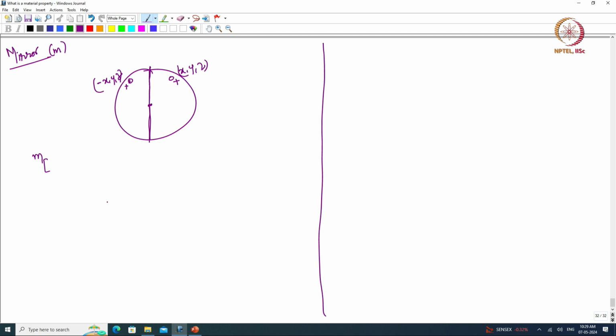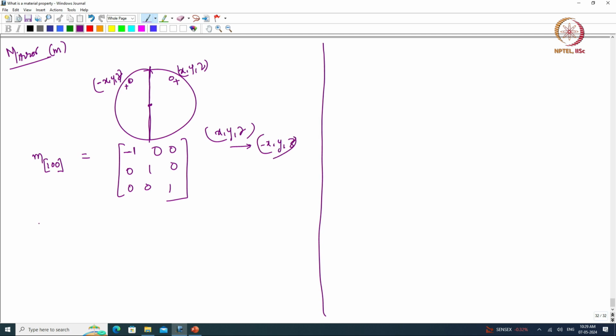However, if I have a mirror plane, this plane is perpendicular to my x axis. So, the mirror plane is M100. M100 is nothing but the matrix minus 1 0 0, 0 1 0, 0 0 1. So, it has transformed x y z to minus x y z. Now, I can also have m about 0 0 1, which is what is called a horizontal mirror. So, M100 is what is called a vertical mirror in Schoenflies notation, sigma v.